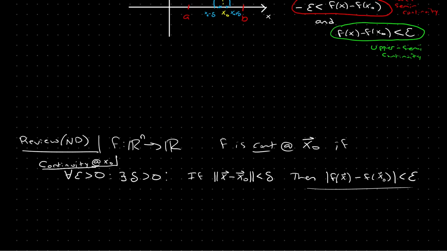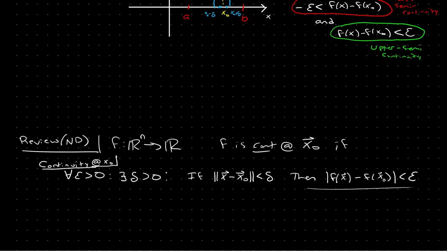So for a function from Rn to R, we see that f is continuous at a point x naught, where this is now a vector because it's a point in n-dimensional space, if for all epsilon greater than 0, there exists a delta greater than 0, such that if the distance between x and x naught is less than delta, this is now a ball or a sphere around the point x naught. If you're using the 2 norm, it's a sphere. If you're using a different norm, it's a different shape.